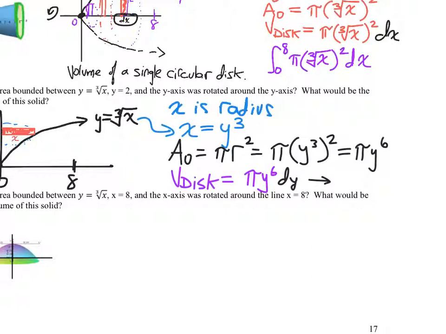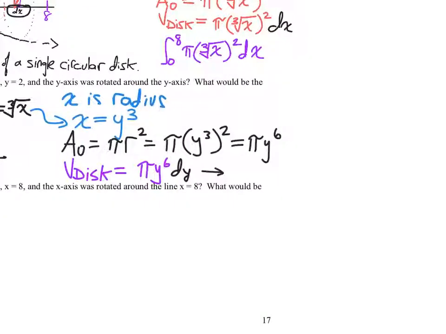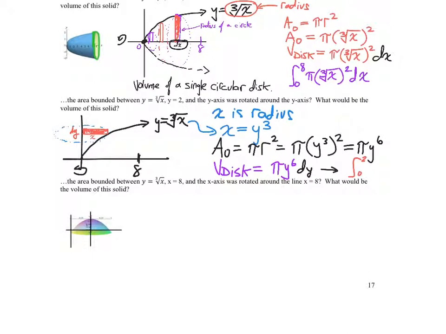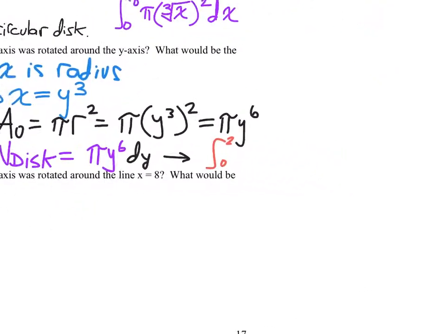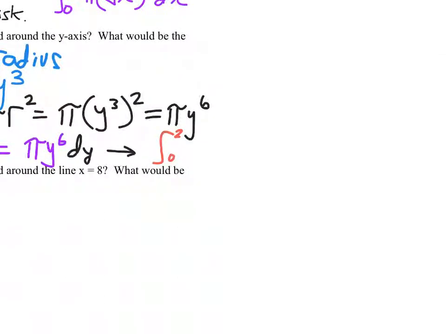So if I want all of them, and I do, I'm going to go from 0 to 2, because those are the bounds that were given to me. I did mark 8 on there, though, for some reason. Oh, because that was given in the last part. This is saying go up to 2, to y equals 2. So 0 to 2, pi y to the 6th dy.